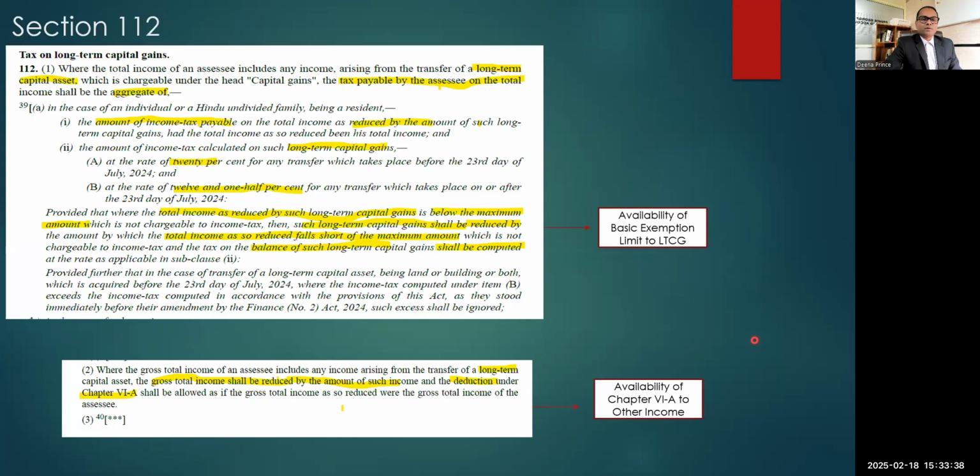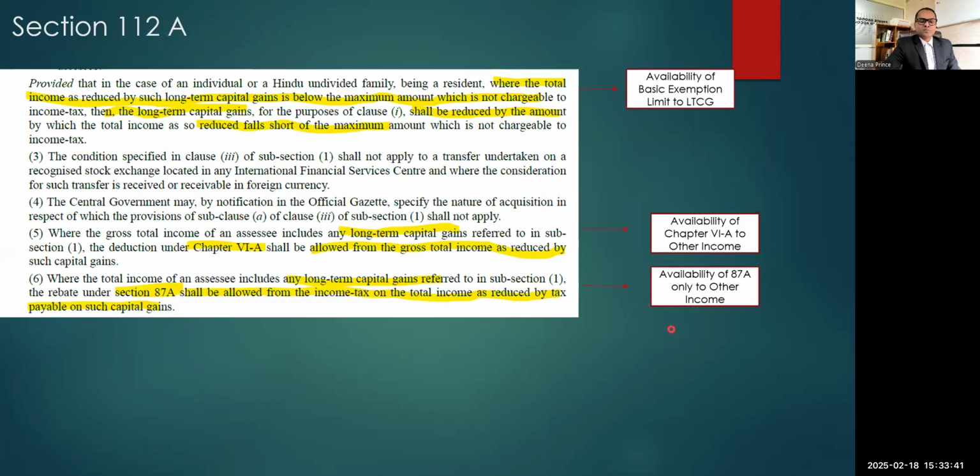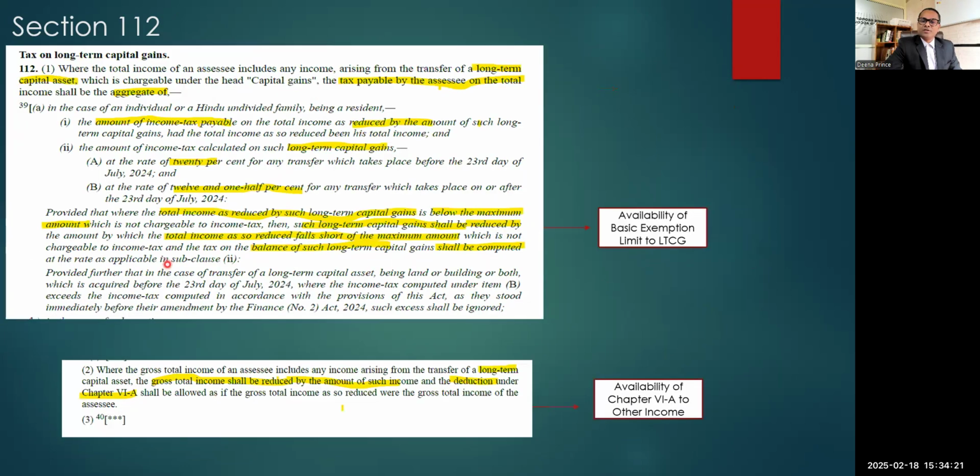112A, subsection 5: where the gross total income of an assessee includes long-term capital gains referred to in subsection 1, the deduction under chapter 6A shall be allowed from the gross total income as reduced by such capital gain. So only from the gross total income which remains after the reduction of capital gain, chapter 6A deduction will be allowed. That means that if one has only capital gains as income, chapter 6A deduction cannot be taken.